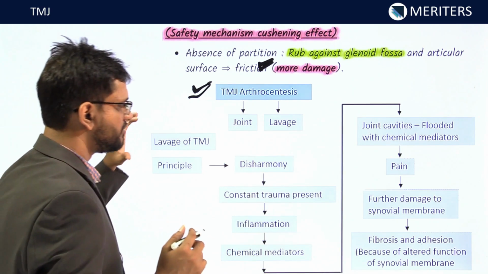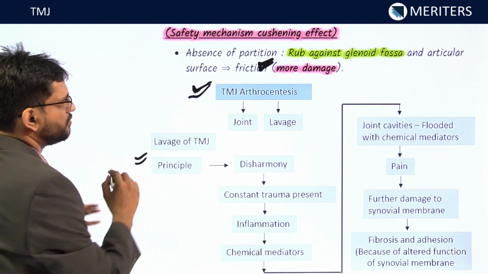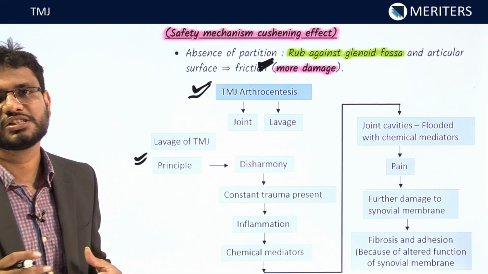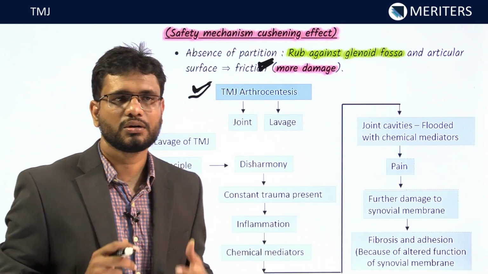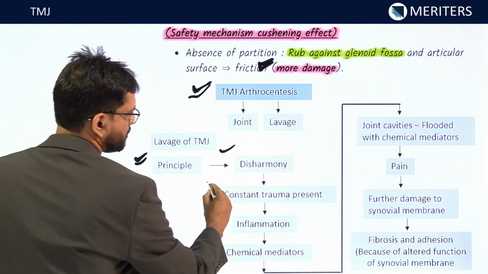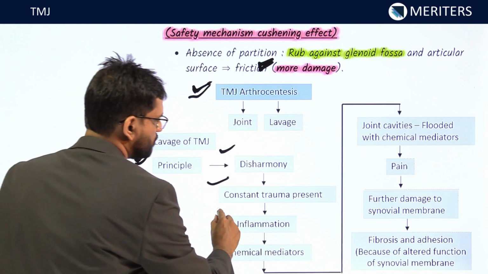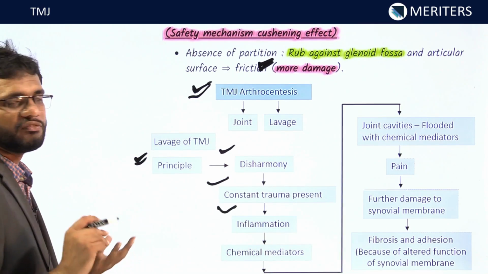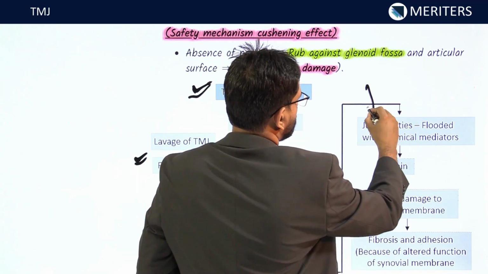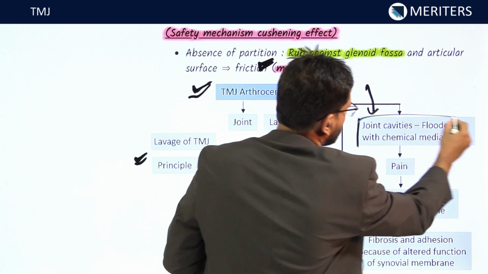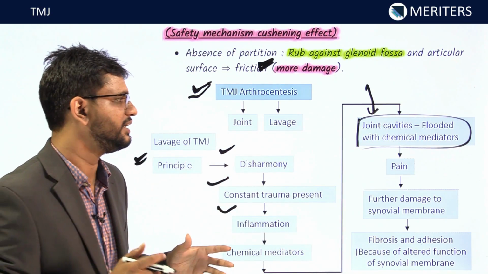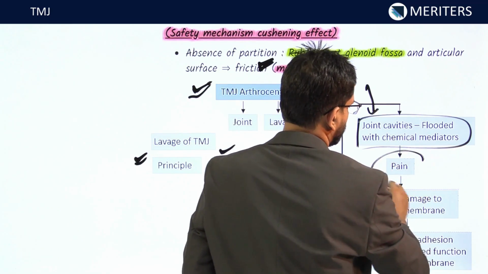Another important thing which we have already discussed is that the main principle of this whole management is harmonizing the relationship between the condyle and your disc, right? So if there is disharmony, what's going to happen? There will be constant trauma, leading to inflammation, and more inflammatory mediators will be there in the joint cavities. There will be a lot of chemical mediators within the joint cavity, and that is of course going to cause pain.